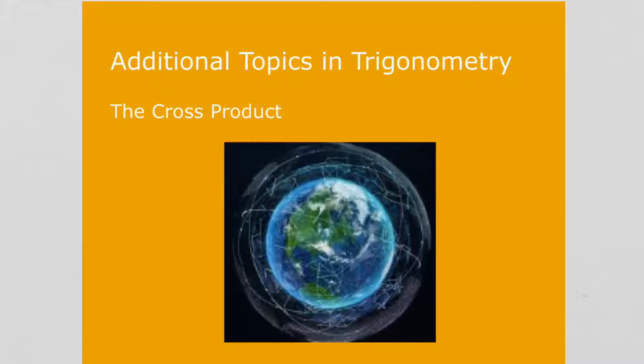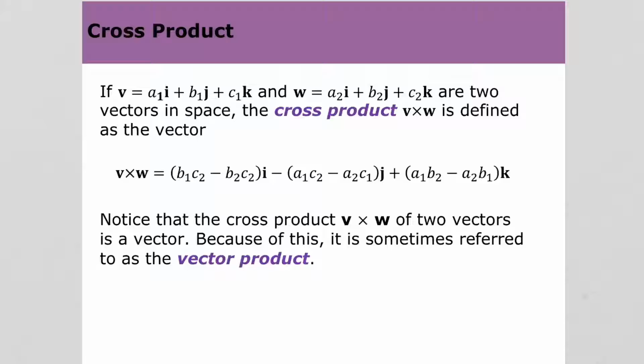In our last section on vectors, we're going to talk about the cross product. The cross product of V and W, and we're looking at it in space, but if it weren't in space, we just wouldn't have the K component. So cross product is this. We use this X here. That's not times. It's not an X. It's the cross product, okay?